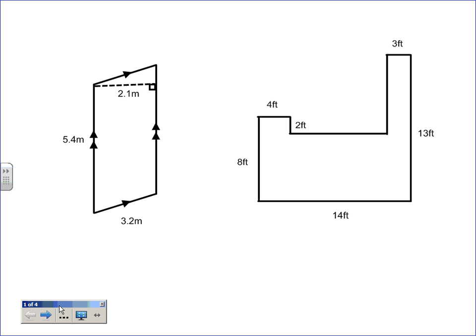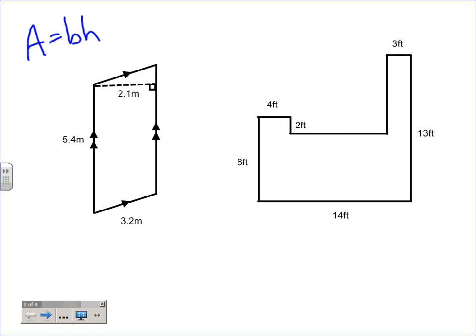Area of a parallelogram. Very simple formula, but one that people do wrong a lot. It is just base times height. The reason people do it wrong a lot is they make the assumption that the base is always going to be on the bottom and that the height is whatever you want it to be. So that's why I gave you this first picture.